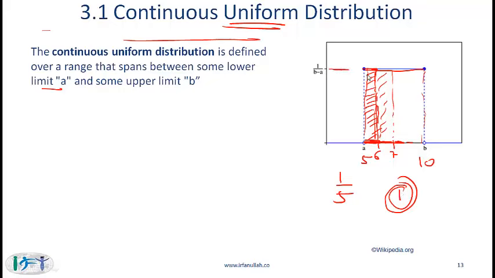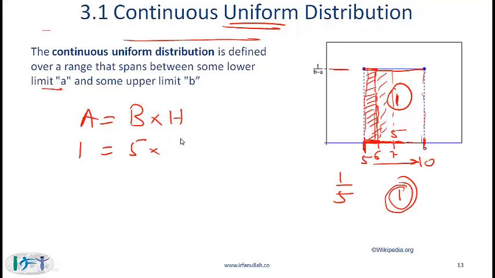The next question is, what is the height of this rectangle? We have already established that if the rectangle base is going from 5 to 10, so the width is 5. We've established that the area is 1. So remember from your basic mathematics that area is base into height. If the area is 1 and the base is 5, then the height must be 1 over 5. That 5 is essentially b minus a, which in our example is 10 minus 5. So this is fairly straightforward.